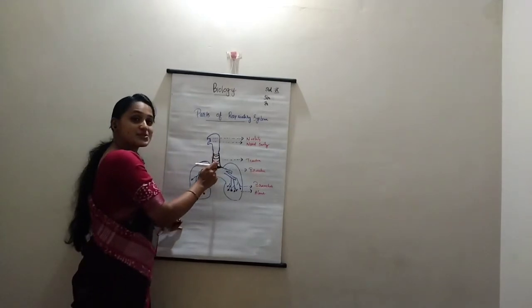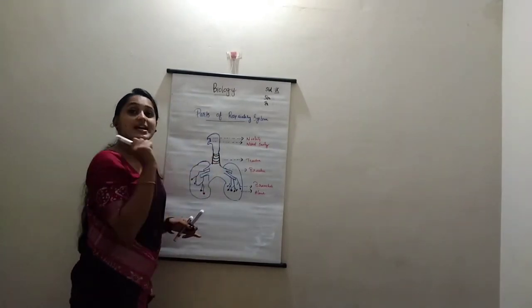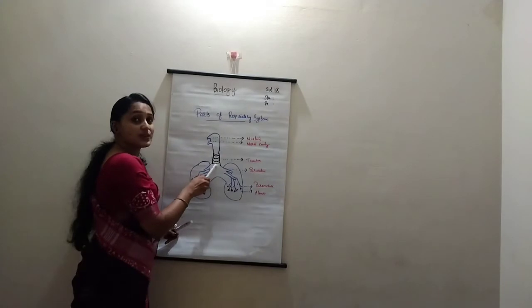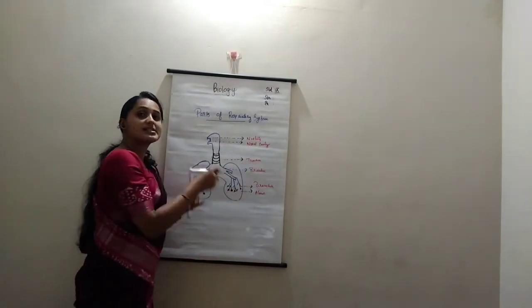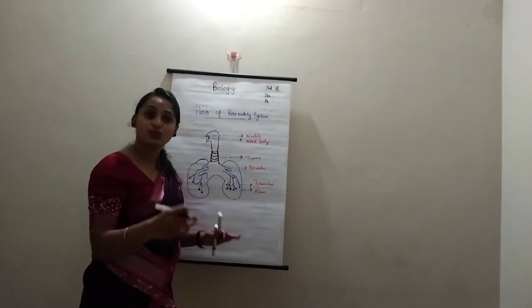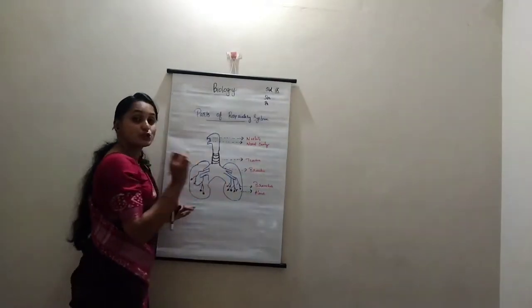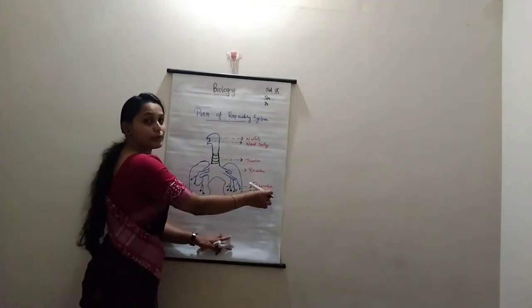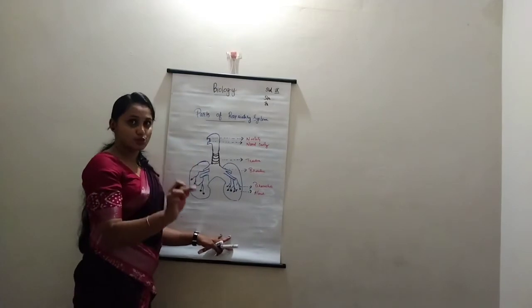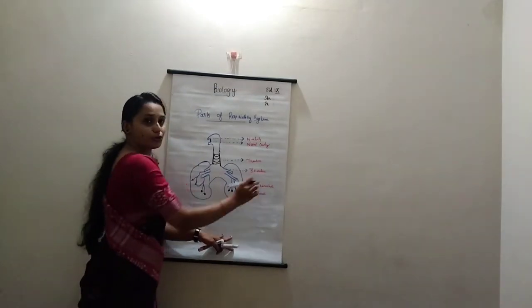And the cartilaginous ring is for support. Then the bronchus is divided into two, and that is called the bronchioles.